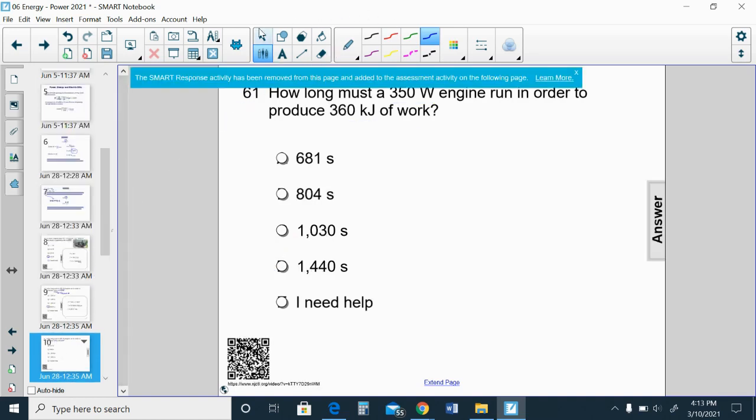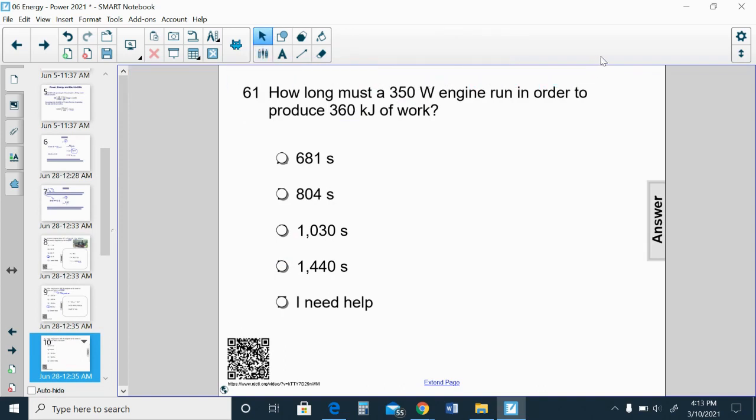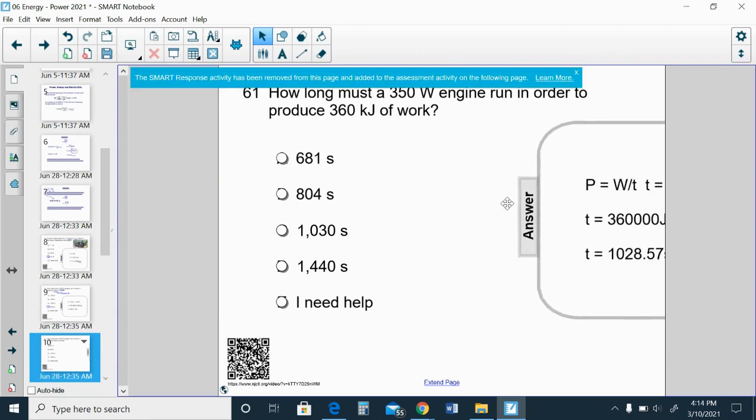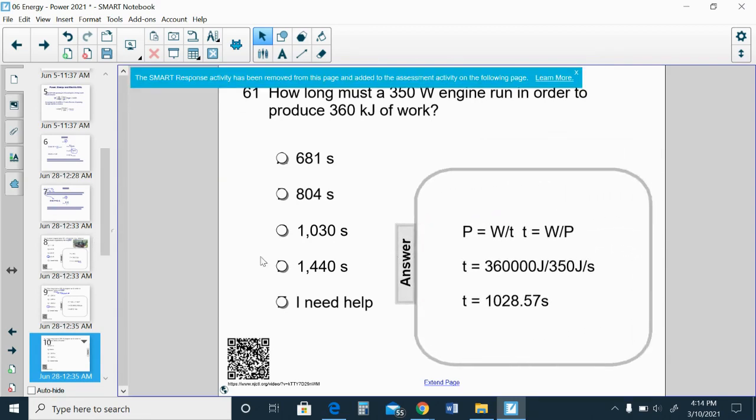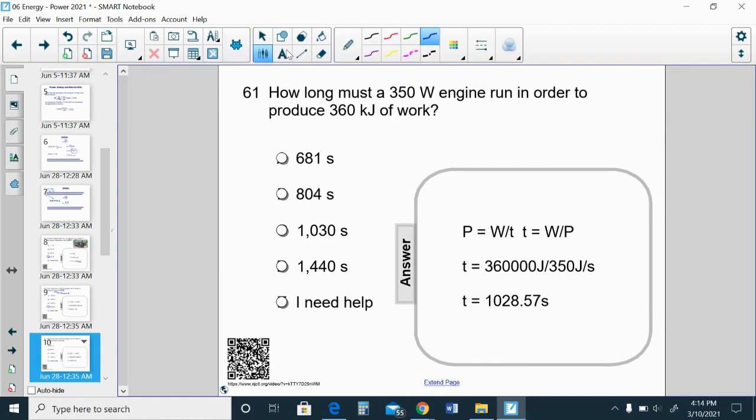Okay, next one. How long must a 350 watt engine run in order to produce 360 kilojoules of work? So again, we are given the kilojoule, so we need to convert that. 360 kilojoules is 360,000 joules.